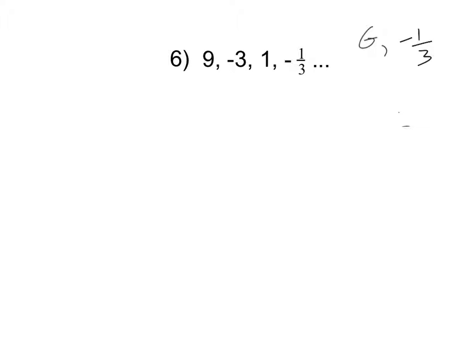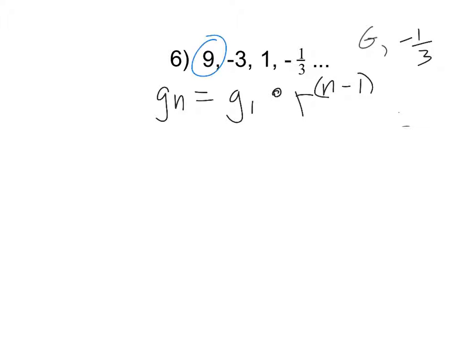So if I'm going to write this as an explicit formula, so of course G sub n is equal to your first G times your common ratio to the n minus 1. So if I fill in the blanks, my G sub 1 is 9. Multiplied by negative 1/3. I should actually put this in a different color so it's a little easier for you to see. Sorry, guys.